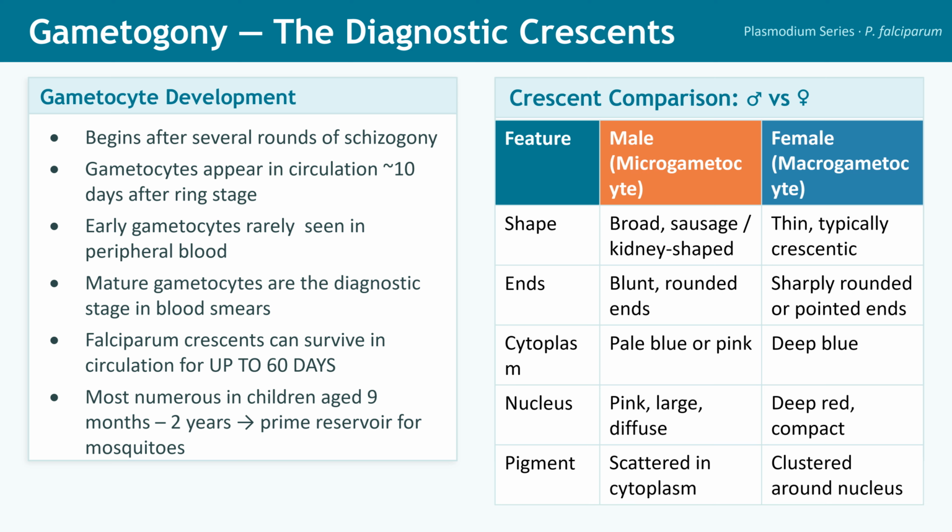The cytoplasm is pale blue or pink in microgametocytes, whereas it is deep blue in a macrogametocyte. The nucleus of the microgametocyte is pink, large and diffuse, but the nucleus of the female macrogametocyte is deep red and compact in structure. The pigment is scattered in the cytoplasm of the microgametocyte, whereas in the macrogametocyte the pigment is clustered around the nucleus.